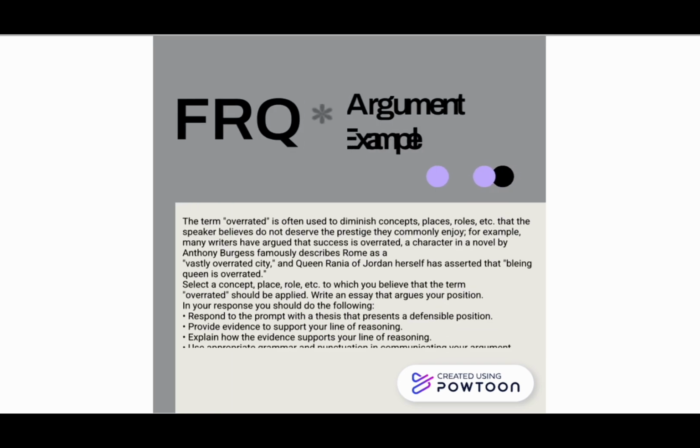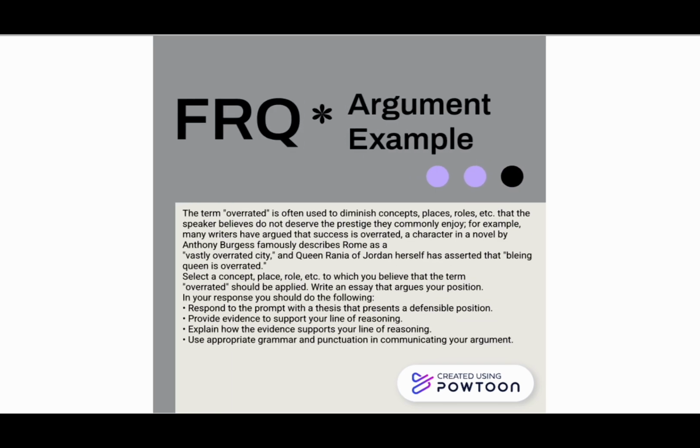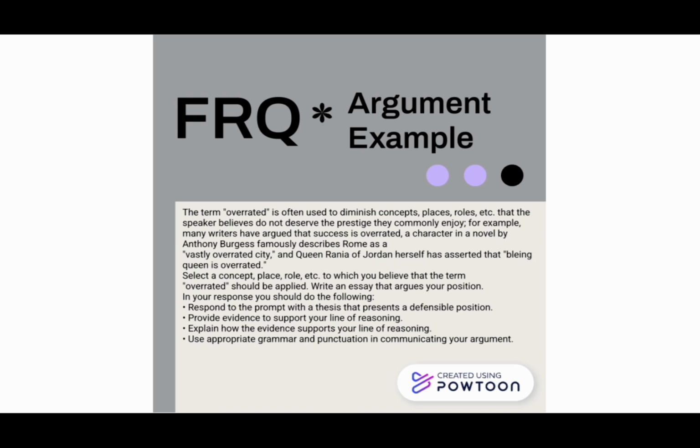For the parts of speech, you might find pronouns, adjectives, and verbs. For the FRQ, we have an argument example. The term overrated is often used to diminish concepts, places, roles, etc. that the speaker believes do not deserve the prestige they commonly enjoy. For example, many writers have argued that success is overrated. A character in a novel by Anthony Burgess famously described Rome as a vastly overrated city, and Queen Rania of Jordan herself has asserted that the blank queen is overrated.